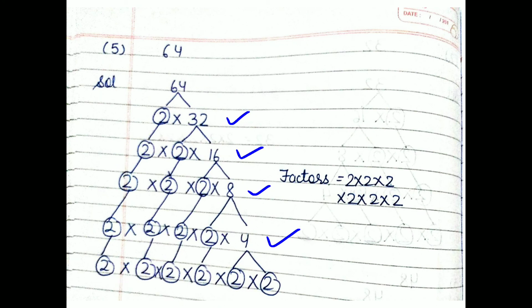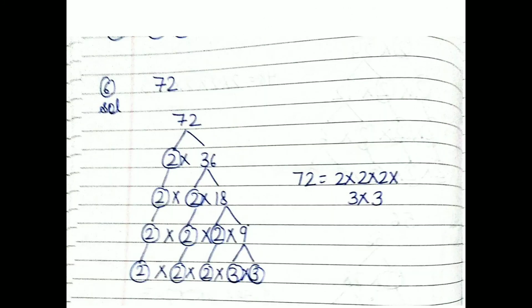We are making the branches. See, you are able to see it is just like a tree. So all these are the factors of 64, meaning the numbers which are given at the end of 64. Clear? Similarly, we do sixth part, that is 72.